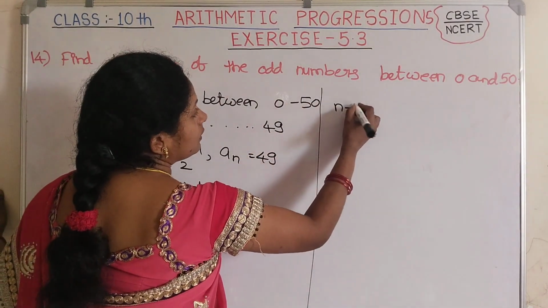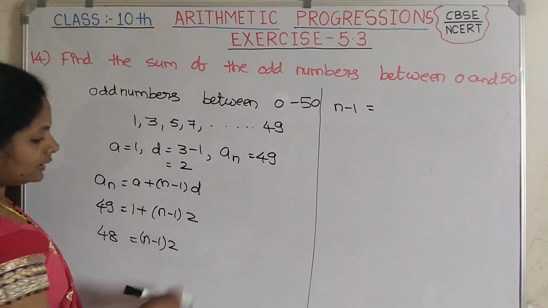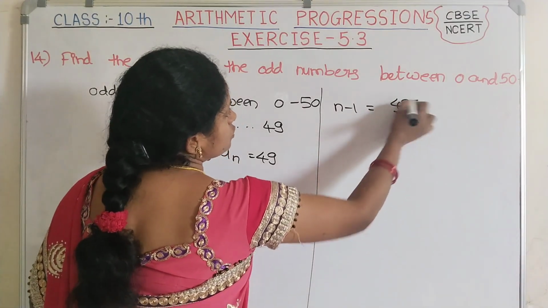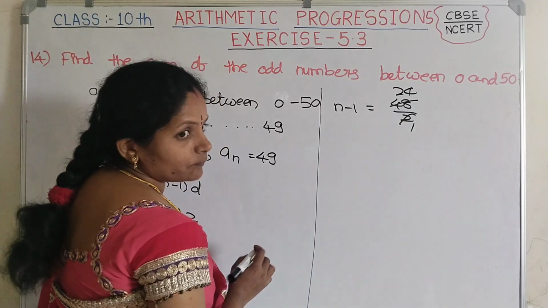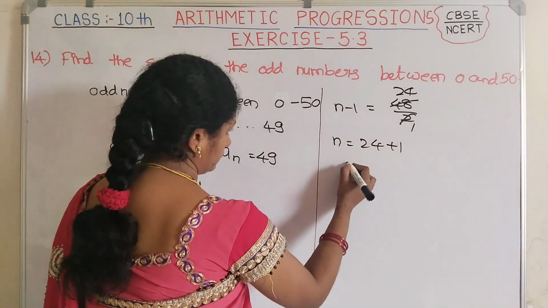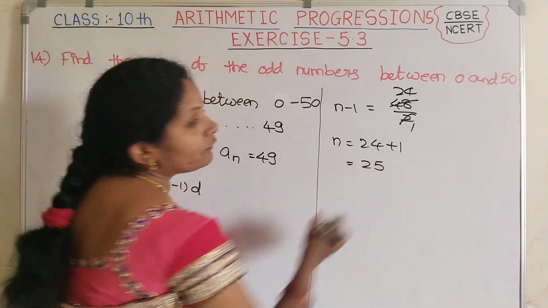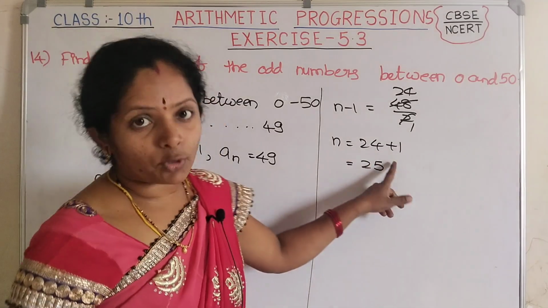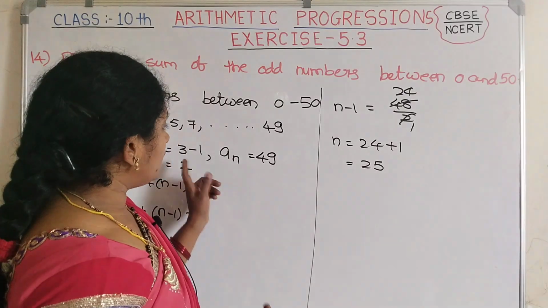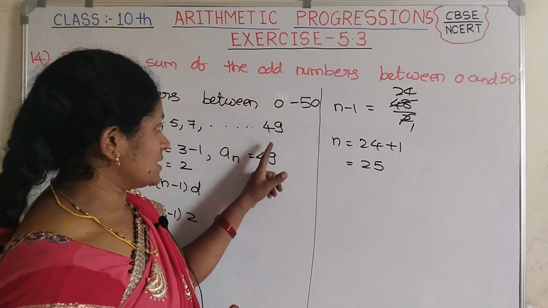N minus 1 equals 48 divided by 2. 2 1s are 2, 2 2s are 4, 2 4s are 8. N is equal to 24 plus 1, which is 25. Means there are 25 terms, that we already discussed.